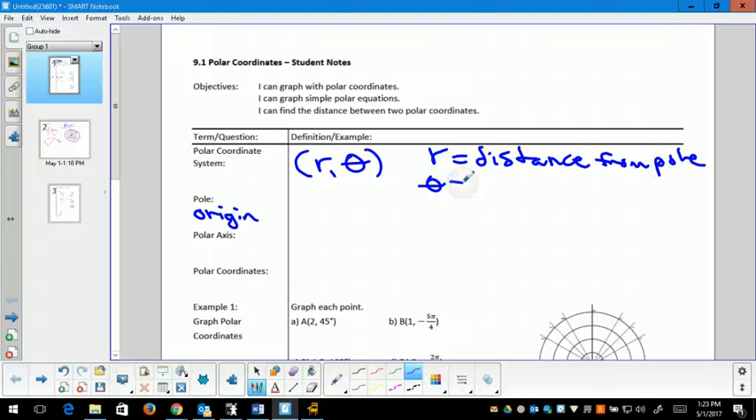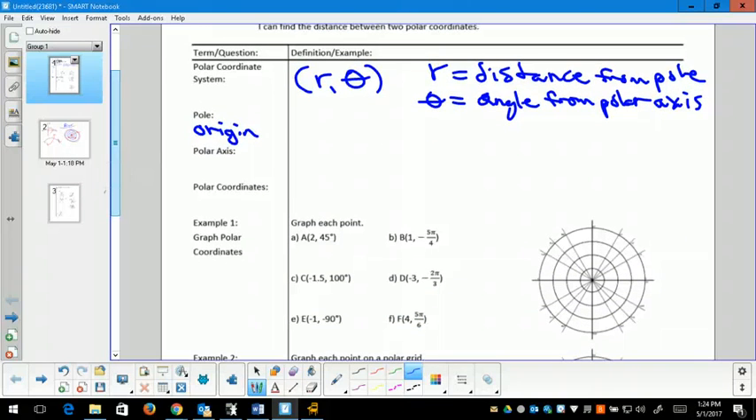And theta is how many degrees rotated from the polar axis. Or not necessarily degrees, but angle from the polar axis. Sometimes it's in radians. And so what we have is this circle here. We have the pole right in the center. And we have our polar axis. There's our polar axis.